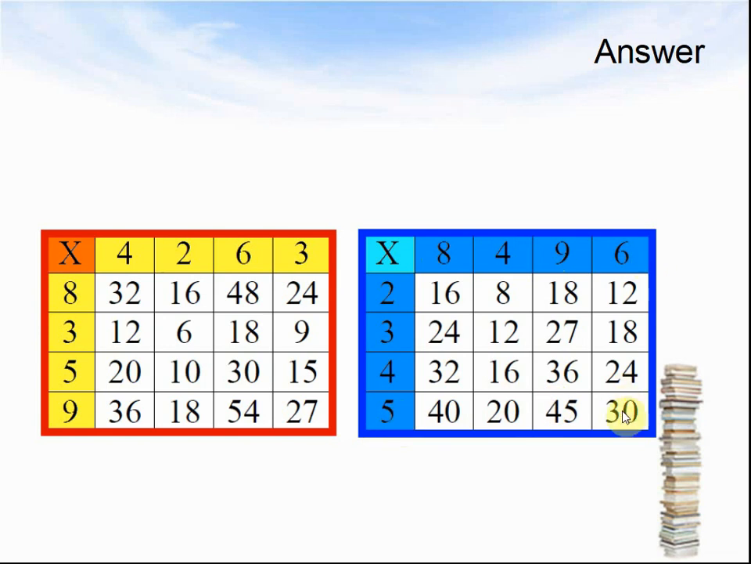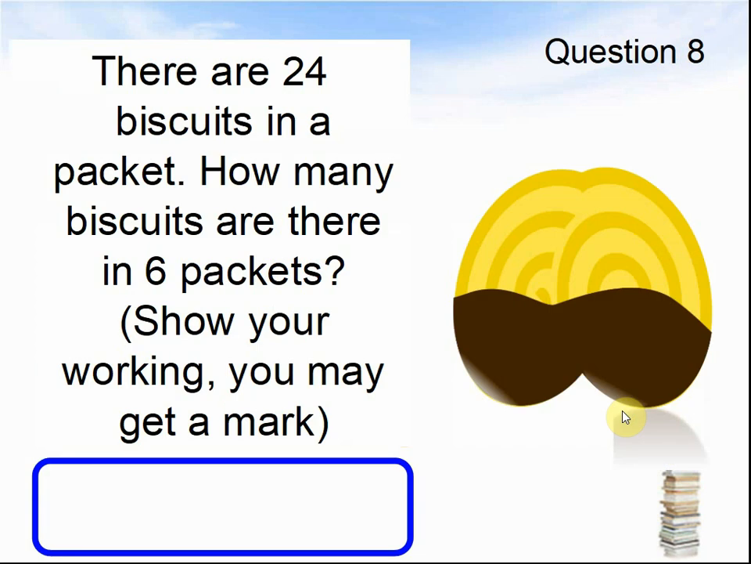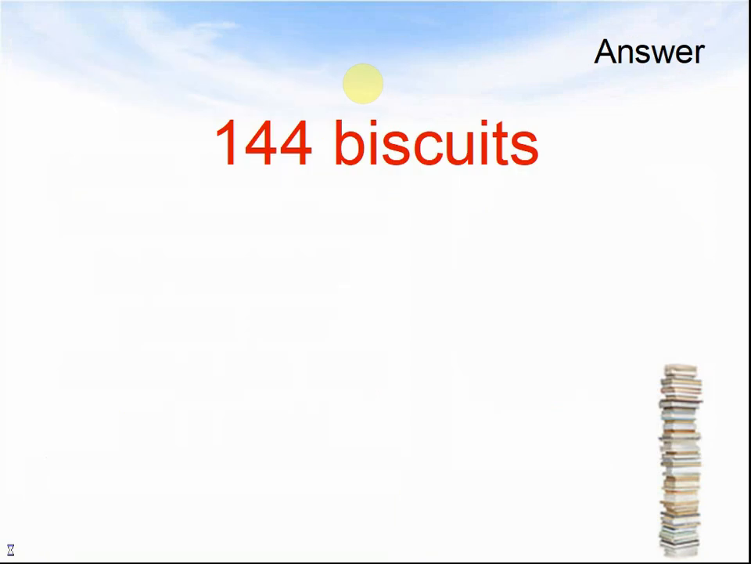Let's look at the next question. Question 8. There are 24 biscuits in a packet. How many biscuits are there in 6 packets? Show your working, you may get a mark. Pause the video until you think you know the answer. Here comes the answer. The answer is 144 biscuits.